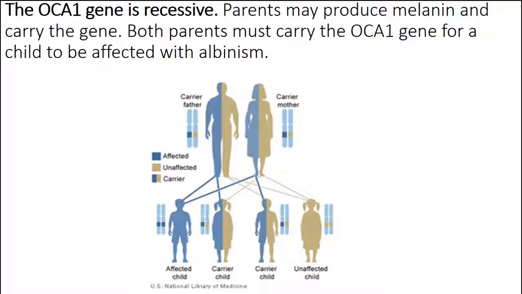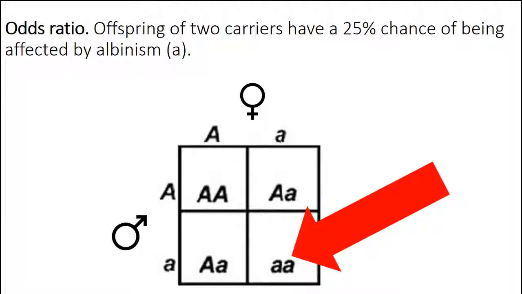Both parents must carry the OCA1 gene for a child to be affected with albinism. The blue half of the individual represents OCA1 gene. The beige shade represents no OCA1 gene. Offspring of 2 carriers have a 25% chance of being affected by albinism. In this Punnett square, the lowercase a represents albinism and the 1 out of 4 possibility.